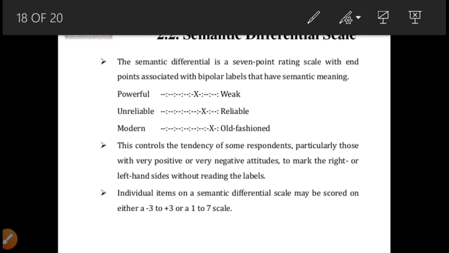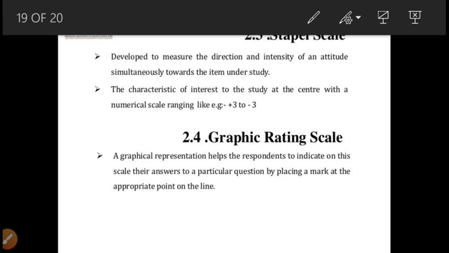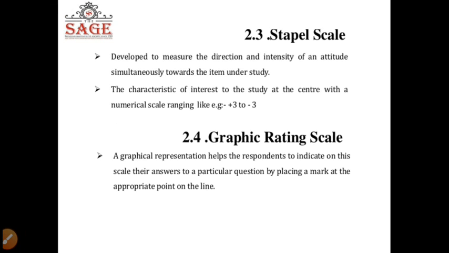So semantic differential is a 7-point rating scale with endpoints associated with bipolar labels that have semantic meanings. This controls the tendency of some respondents, particularly those with very positive or very negative attitudes. Individual items on a semantic differential scale may be scored on either a -3 to +3 basis, or from 1 to 7. Staple scale is developed to measure the direction and intensity of an attitude simultaneously towards the object under study. The characteristic of interest to the study is at the center, with numerical scaling ranging between +3 and -3.